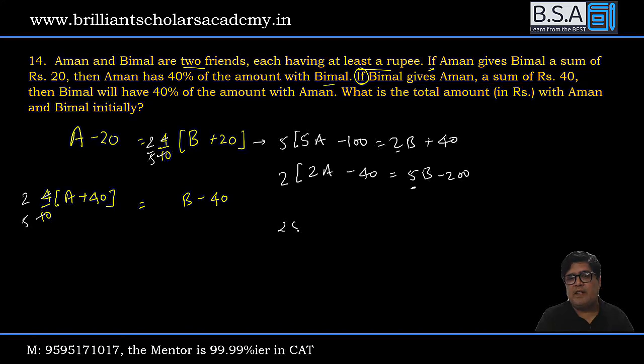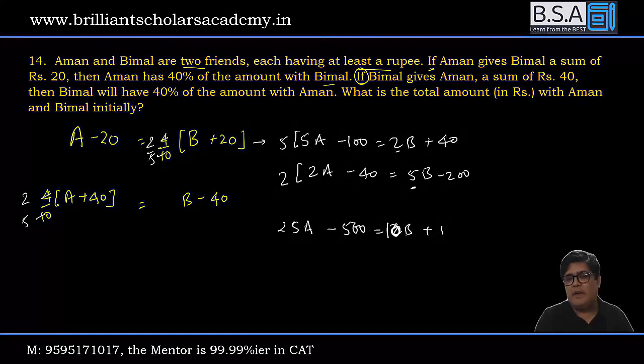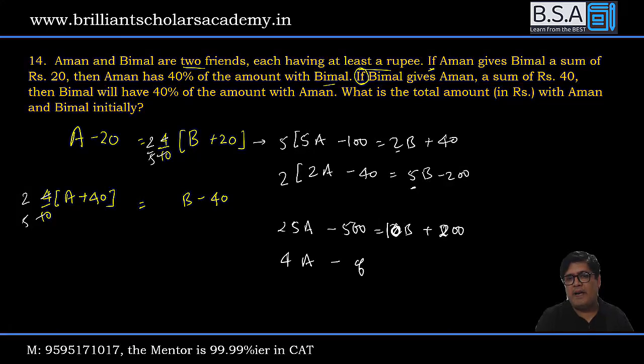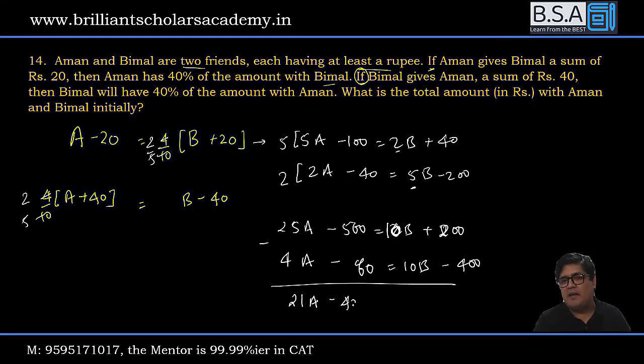This becomes 25a minus 500 is equal to 10b plus 200. And this will become 4a minus 80 is equal to 10b minus 400. Now when I subtract, this is 21a. These two will add up: minus 500 plus 80 is minus 420. B and B will be cancelled, gone. It will become positive, that is 600. So 21a is equal to 1020.